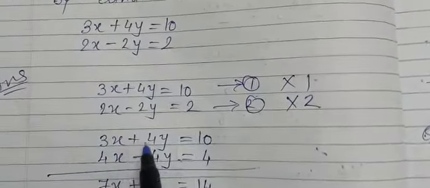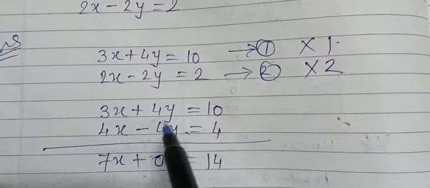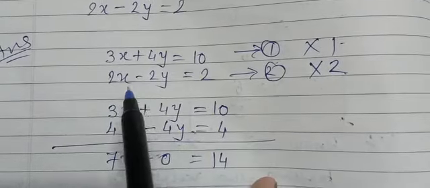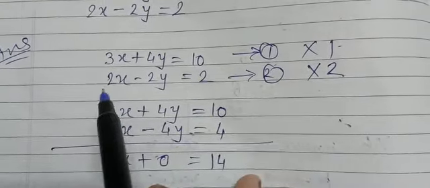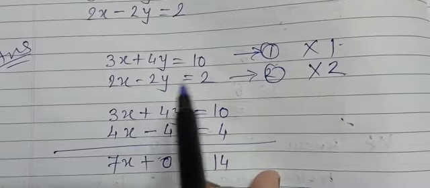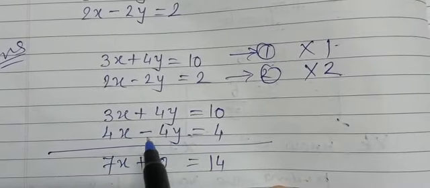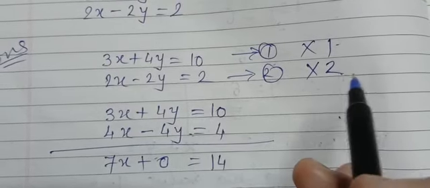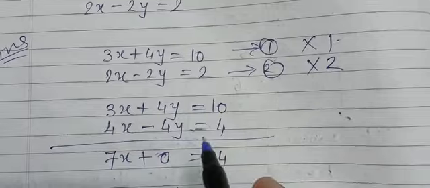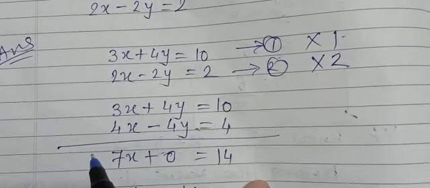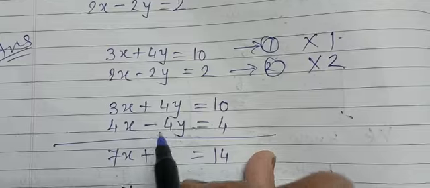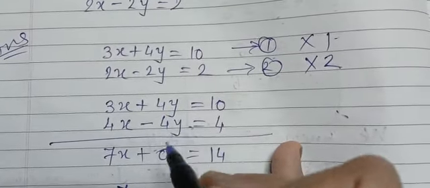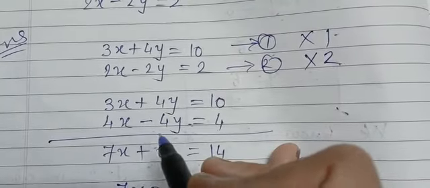So 3x plus 4y is equal to 10. This is my first equation, and it has remained as it is. In the second equation, 2x multiplied by 2 becomes 4x. Minus 2y multiplied by 2 becomes minus 4y. The 2 on the right multiplied by 2 becomes 4. Now I am not changing any sign, because plus 4y and minus 4y become 0.